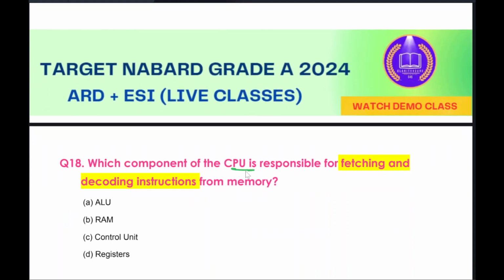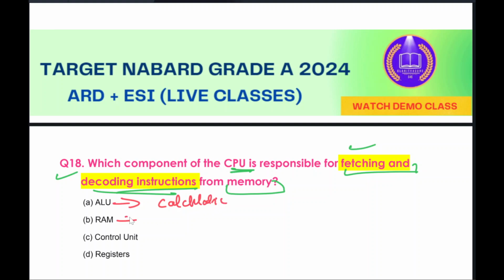Which component of the CPU is responsible for fetching and decoding instructions from memory? ALU does all the calculations. RAM is the memory, it stores data, as we have seen earlier. Fetching and decoding all the instructions is the function of the control unit.